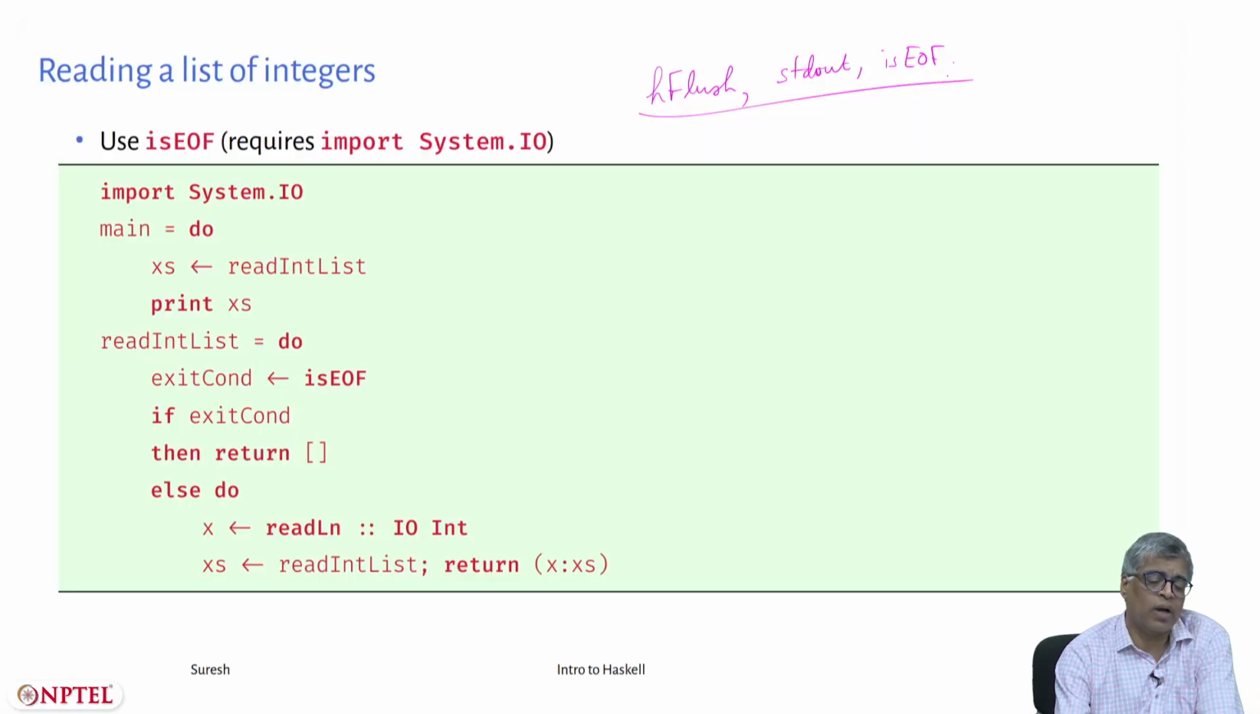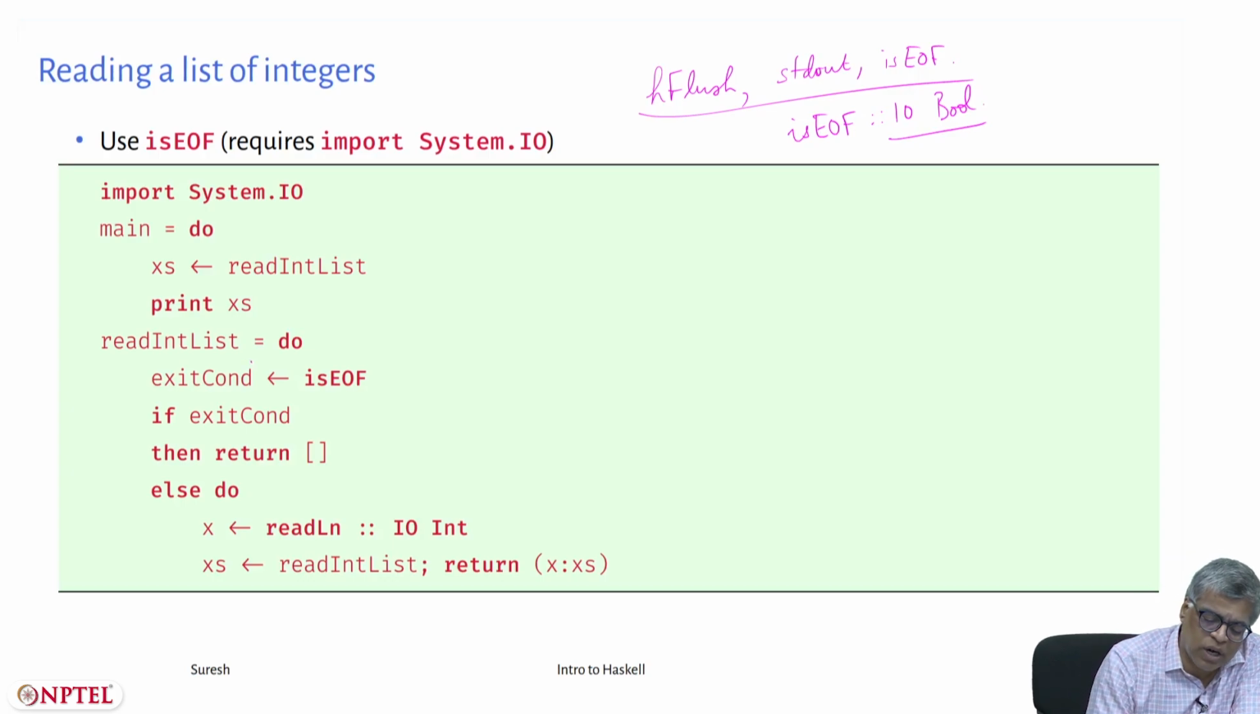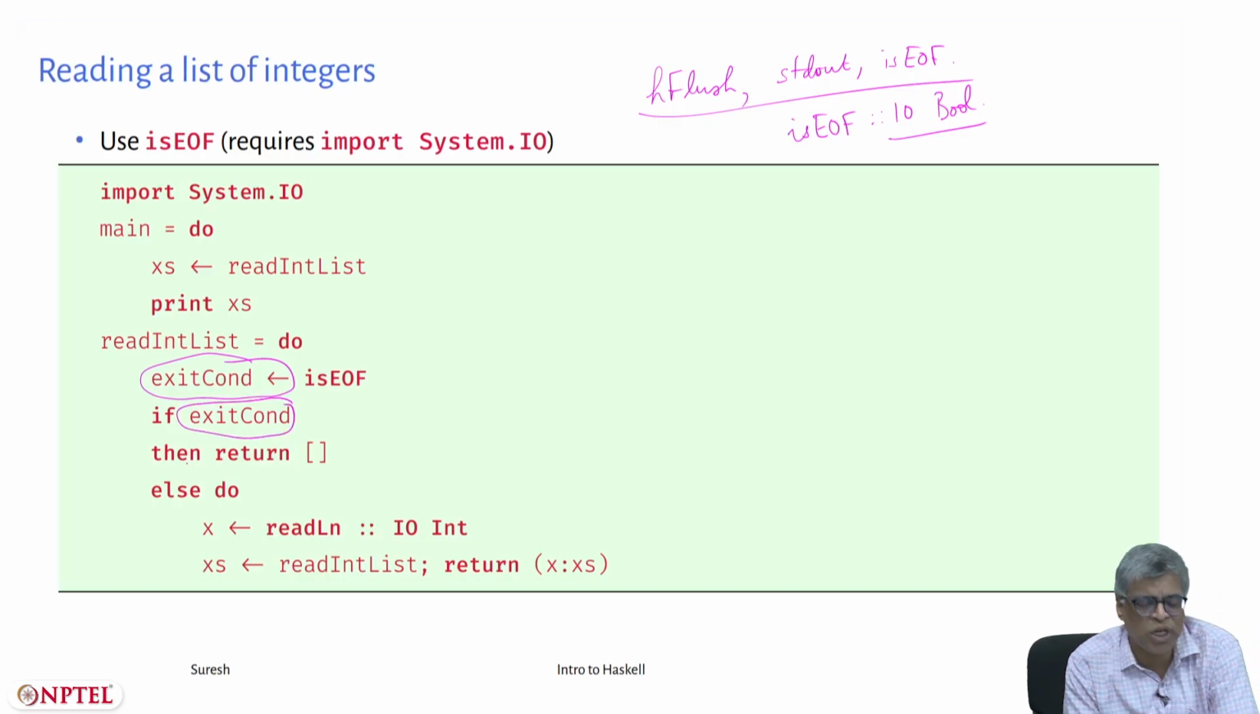Okay, and is-eof is of type IO bool, which is why here exit condition is a name that you bind the result of is-eof to, and exit condition can be used as a Boolean condition in if-then-else, right? That's what you are able to do, right?